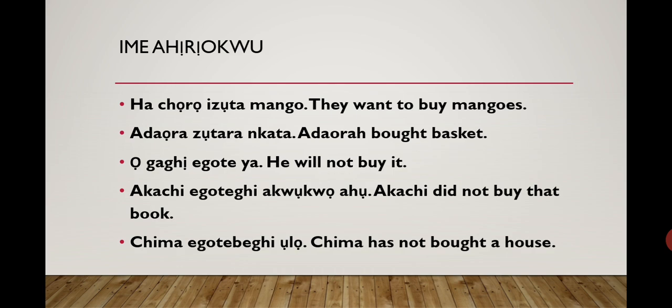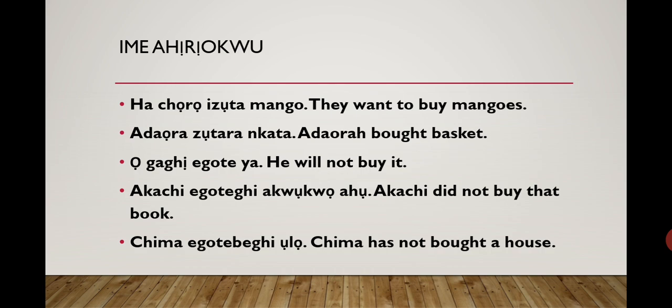Ha chọrọ ịzụta mango. Remember the rule again, subject, verb, and object. So you see it playing out here. Ha is they. Now look at that chọrọ. I told you that we use it to help other verbs when we're making sentences. So see, chọrọ ịzụta, want to buy. Ha chọrọ ịzụta mango. They want to buy mangoes.